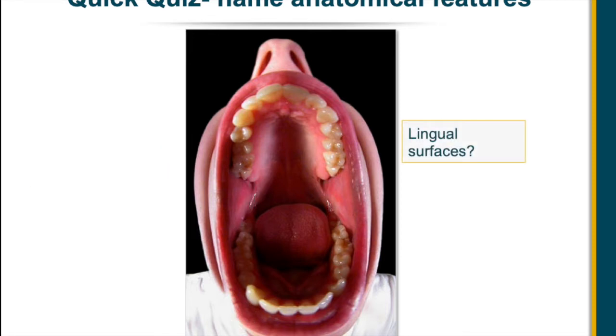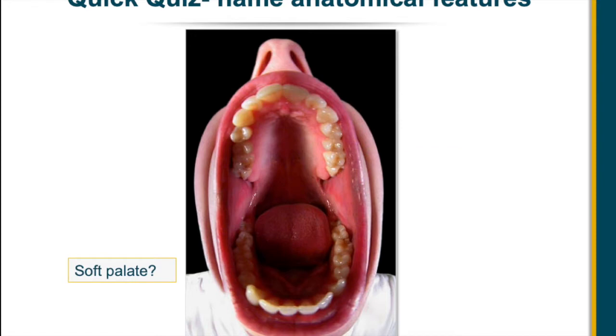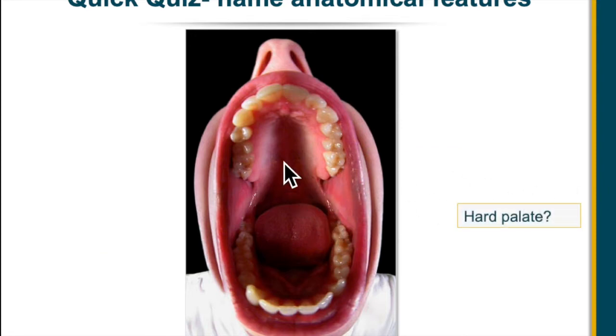Lingual surfaces. What does lingual mean? Lingual has to do with language, the tongue. So it's on the tongue side of the teeth. Soft palate, mentioned that earlier. Hard palate.